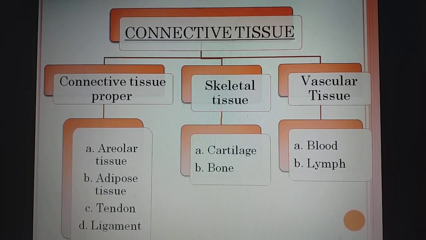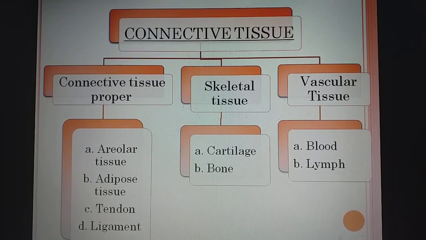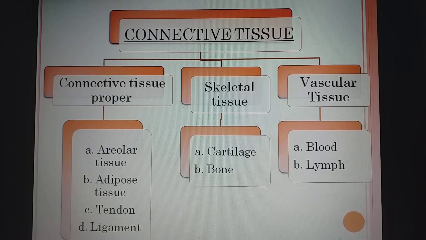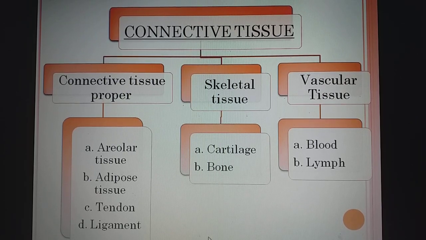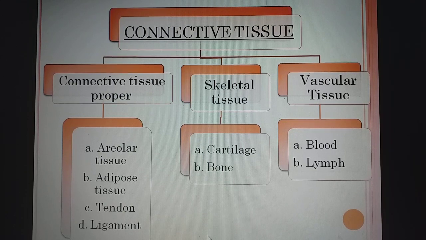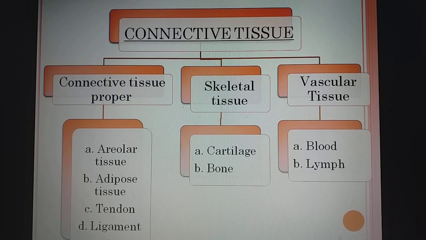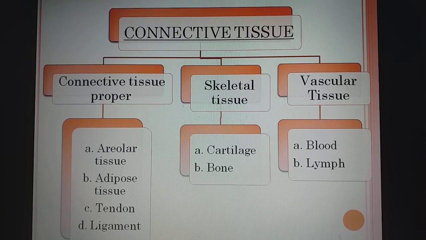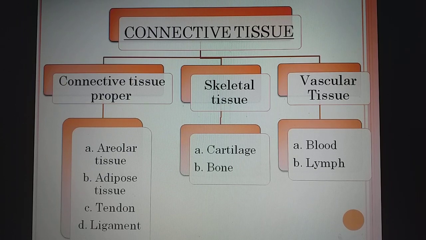Connective tissue, on the basis of the matrix, is divided into three types: connective tissue proper, skeletal tissue and vascular tissue. Connective tissue proper means the matrix is jelly-like. Examples are areolar tissue, adipose tissue, tendon and ligament. Skeletal tissue means the matrix is hard, and examples are cartilage and bone. Vascular tissue means the matrix is liquid, and examples are blood and lymph.